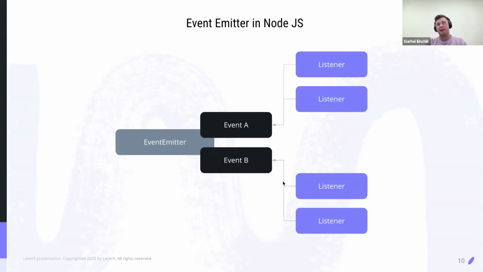So as you can see on the slide, as I said, we can have several events emitted from our observable, and we can have several listeners for one event. We can have no listeners, we can have only one. Basically, it depends on you. How much logic do you need to execute whenever this event is emitted?